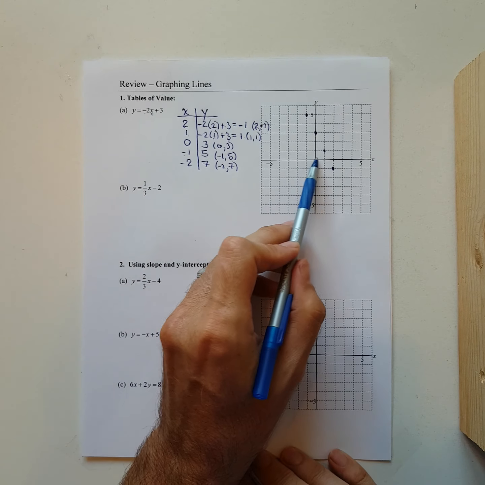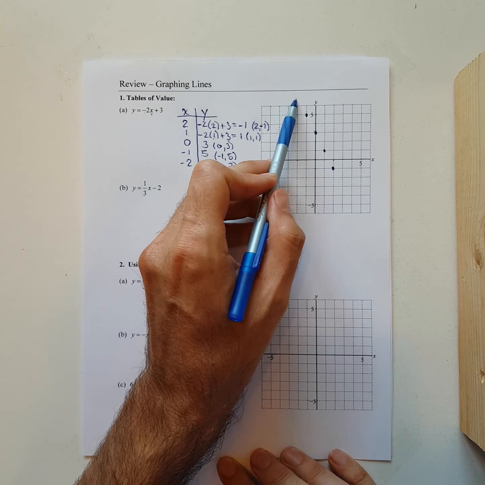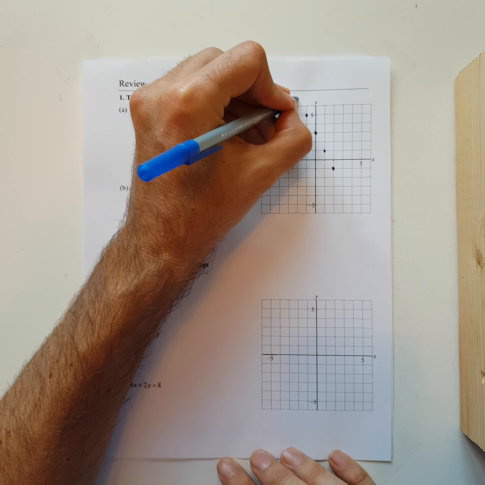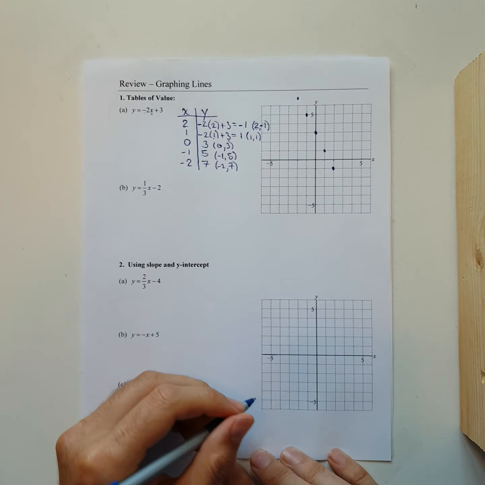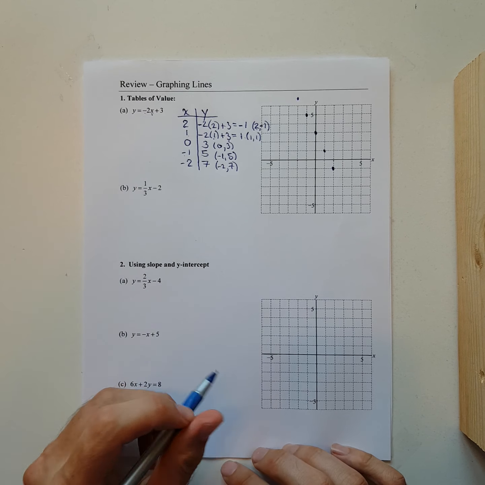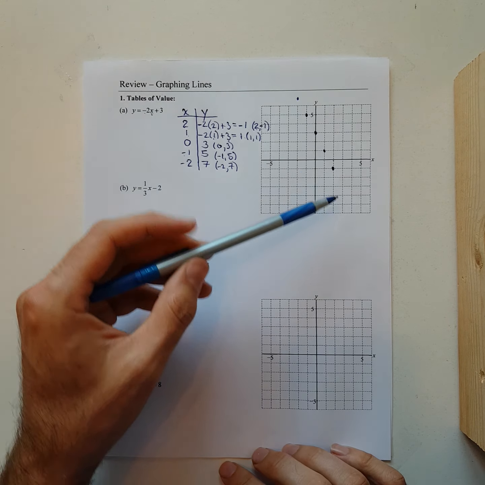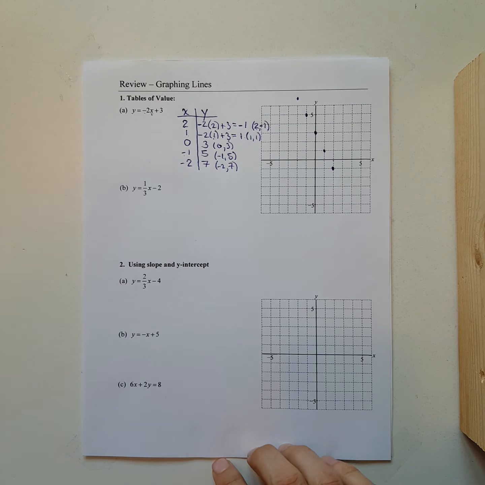And my last one, -2 and 7, happens to be just off the graph. I'm going to put it on here anyway, but we already have enough points here to graph our line. Since we are graphing lines, we should see that these all line up for us.